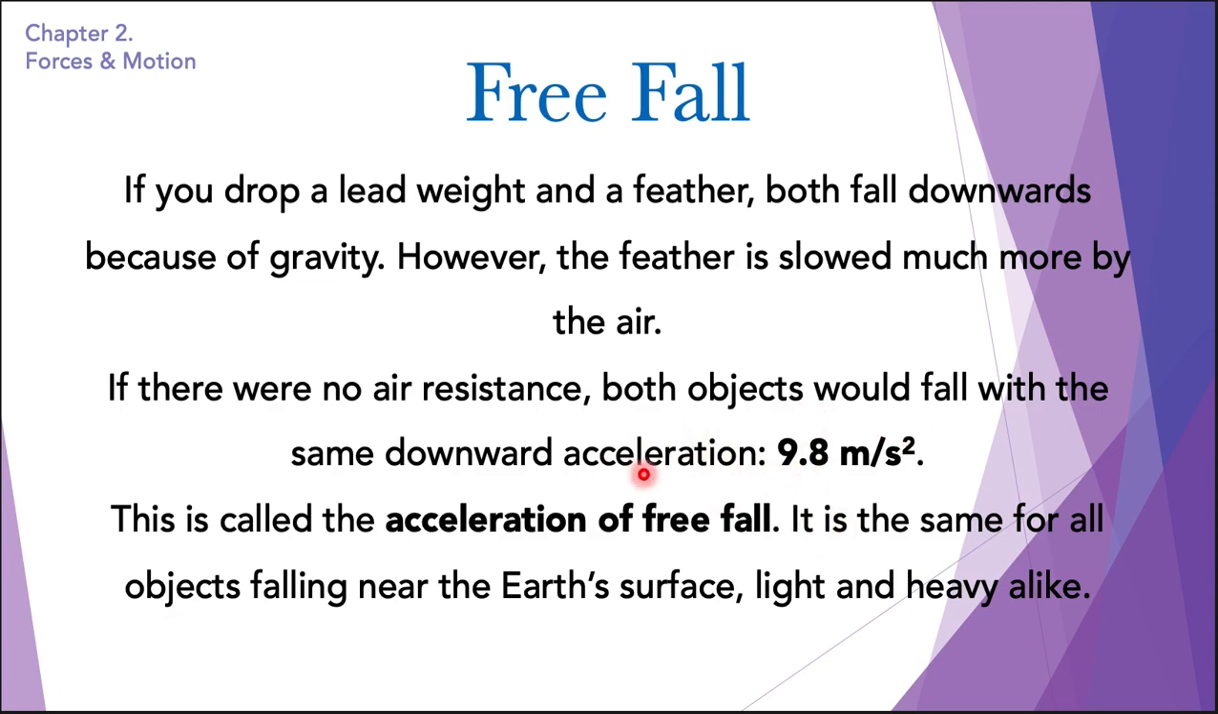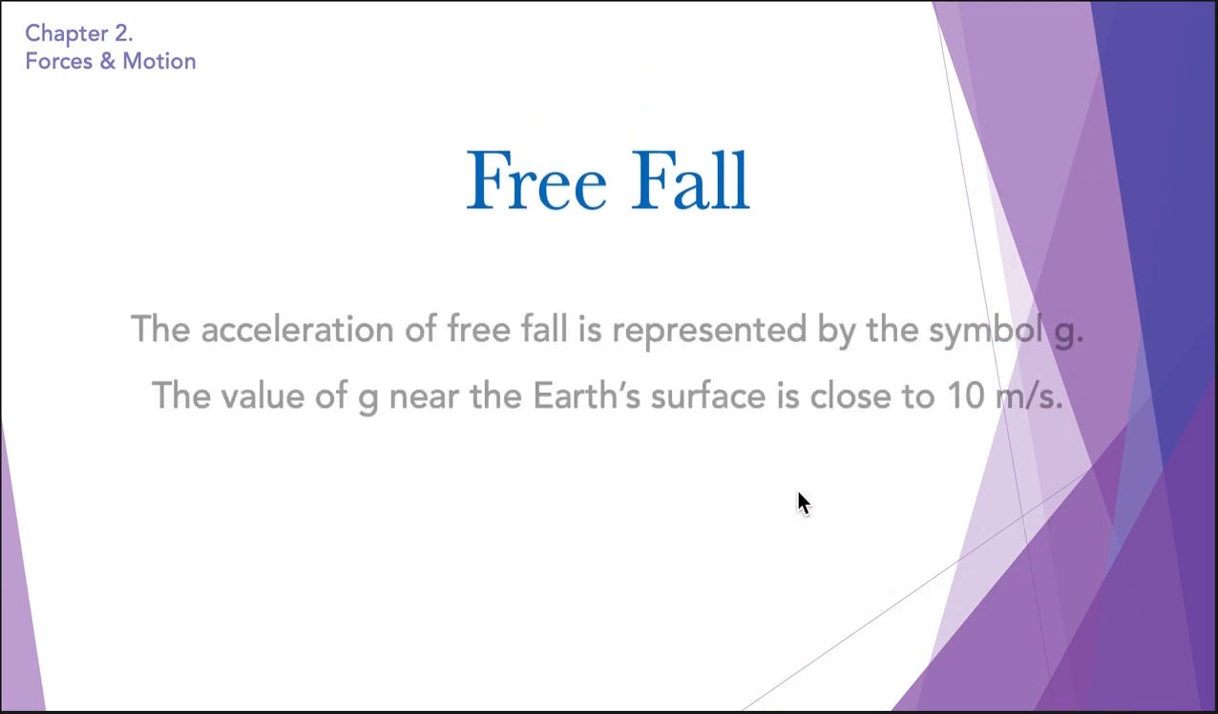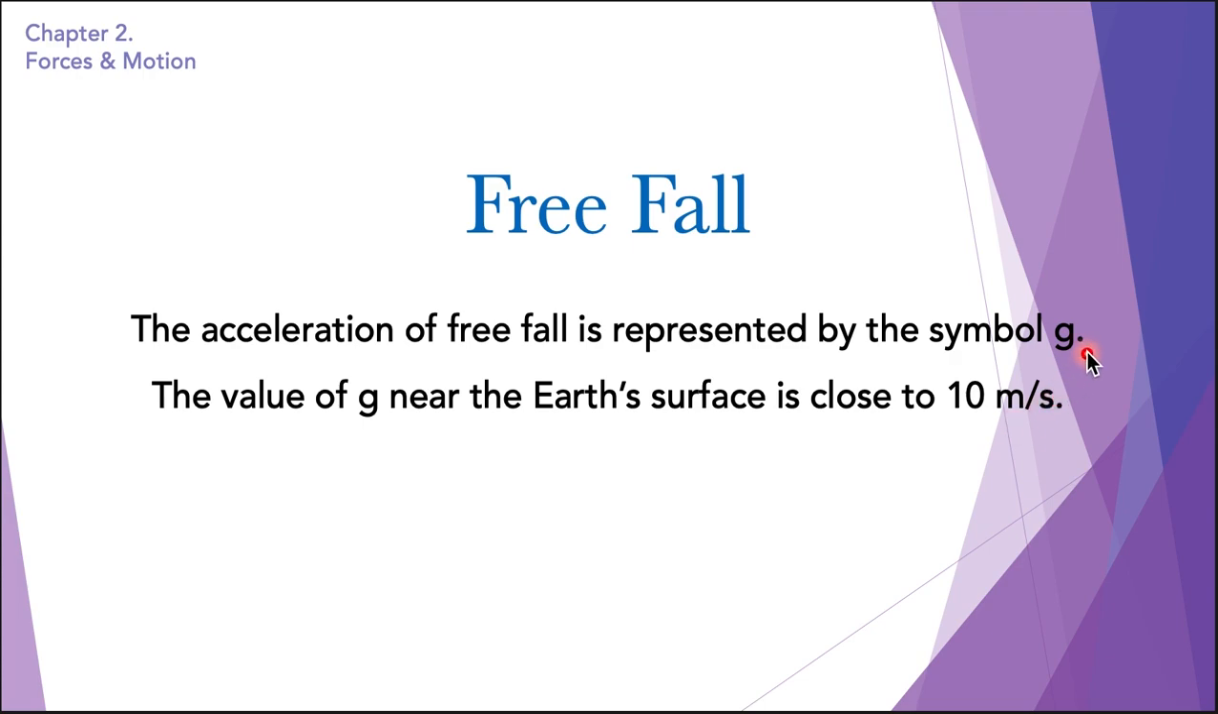A light object like a feather can trap more air because it is light. So light objects trap more air, that's why the feather would be slowed much more compared to a lead weight. But if there is no air resistance, any object, whether heavy or light, would fall with the same downward acceleration, which is 9.8 meters per second squared. This is the acceleration of free fall, and it is the same for any object falling near the Earth's surface, light and heavy alike. The acceleration of free fall is represented by the symbol g.